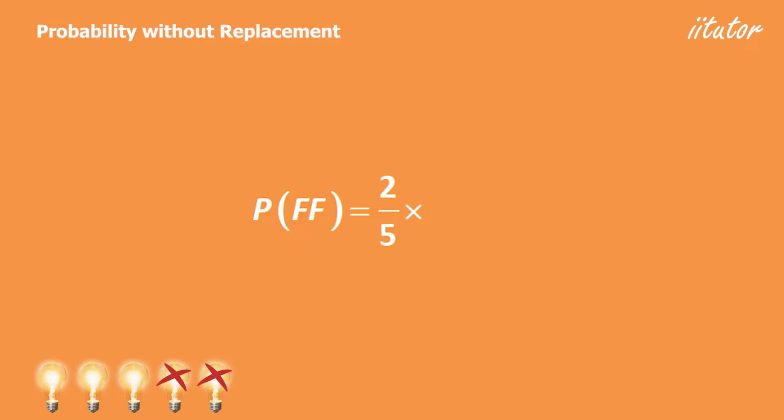Now for the second one, I know there's only one faulty globe left, so it's going to subtract 1 from 2 to get 1. And then out of 5, I have one less globe to choose from, so I have 4. So I'm simply subtracting 1 from both top and bottom and simplify to get 1 on 10.